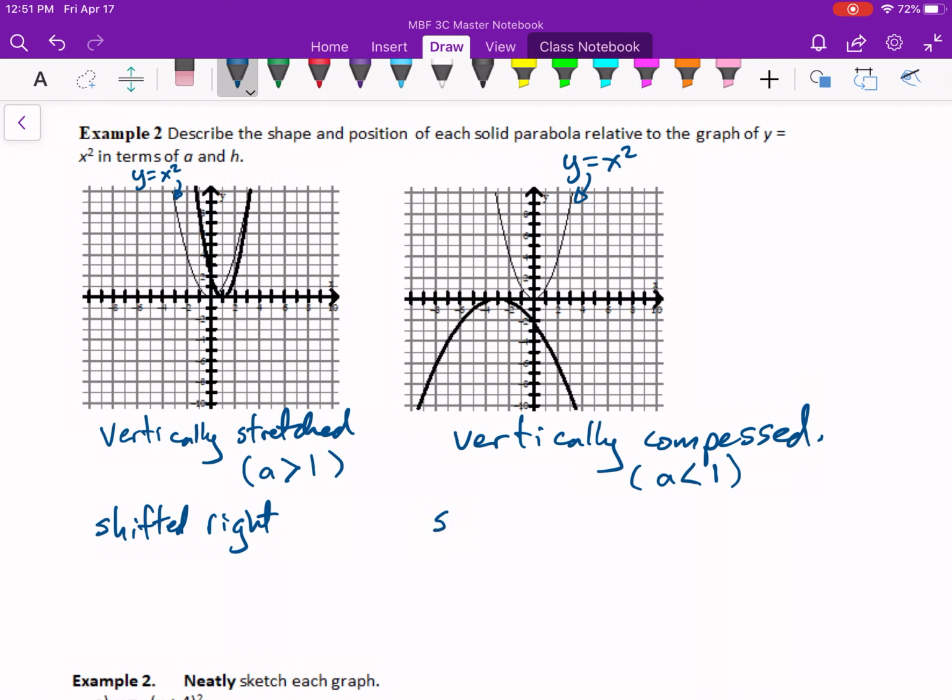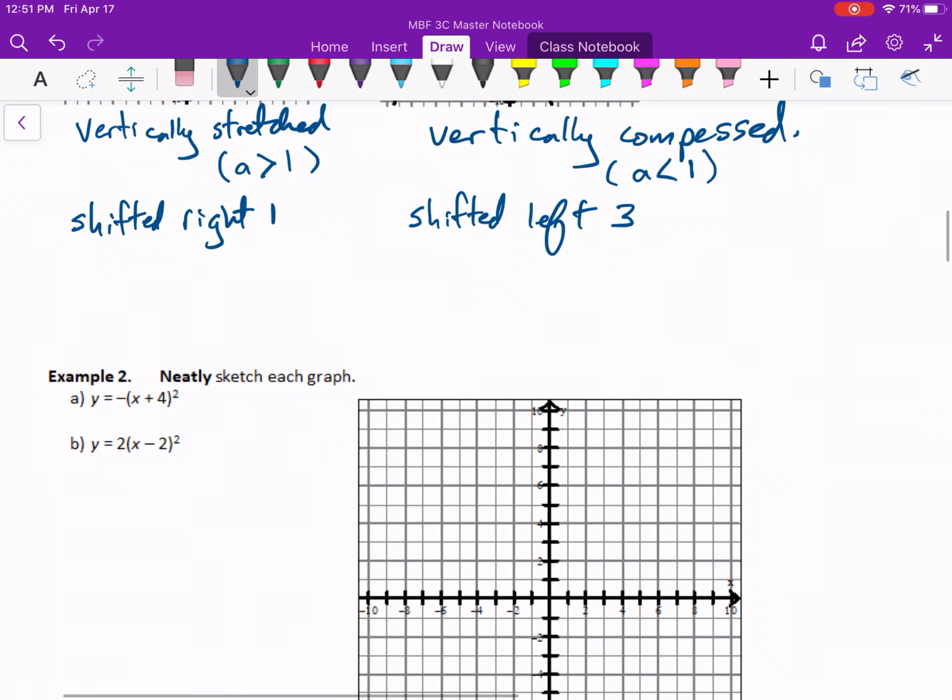And this one's been shifted left. I can say how far each of these are as well. I know that this one's been shifted left by 3 units. And the reason why it's 3 units is because the vertex is at -3 on the x-axis. This one, the vertex is on +1, so I know it's been shifted right 1.